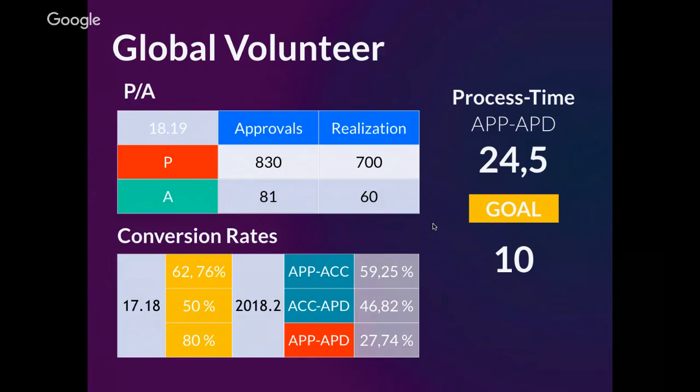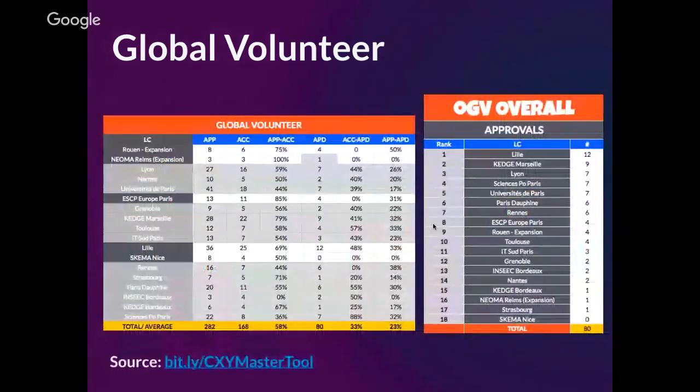Currently, the process time from applicant to approved is 24 days. It's really, really high. It's something that we are working on, but currently the LCs are running different processes, so we're trying to unify them with SOPs, and the goal is 10 days, which is realistically possible for French bureaucracy and French EP systems.